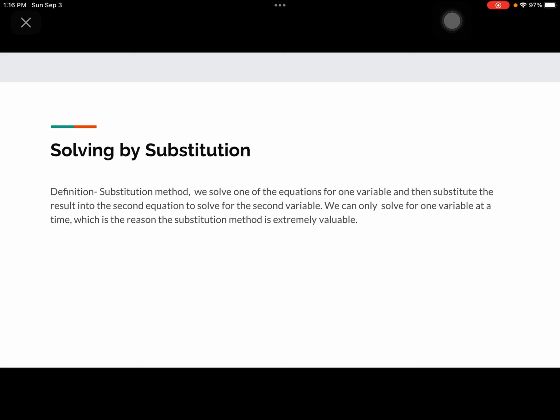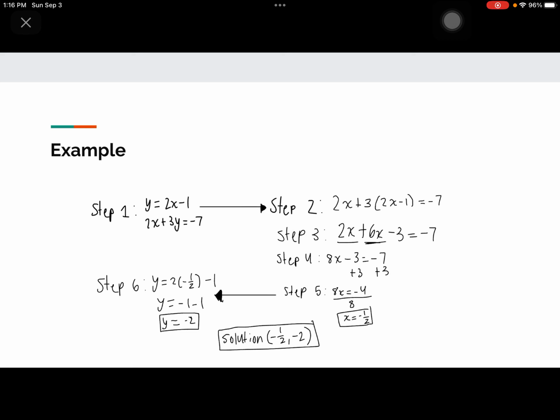Well, the substitution method: we solve one of the equations for one variable, and then substitute the result of that into the second equation to solve for the second variable. We can only solve for one variable at a time, and this is the reason the substitution method is extremely valuable. So here we have a system of linear equations, one being y equals 2x minus 1, and the bottom one is 2x plus 3y equals negative 7.